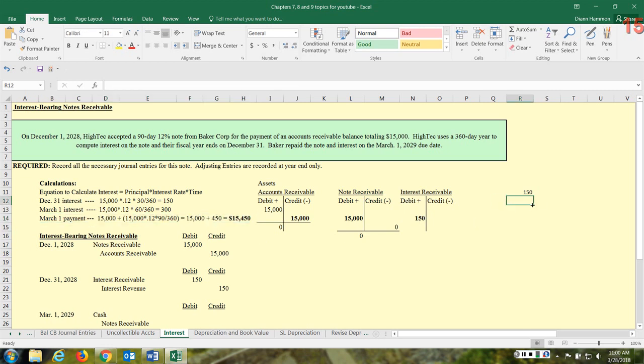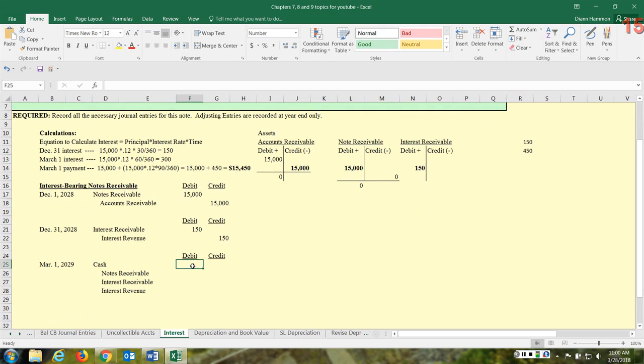Formula works the same way, equals $15,000 times your 0.12, and then times now 90 divided by 360. And hopefully I got that right, and I do. So this is the full amount of interest. So when the customer comes in to pay, they should actually bring a check or whatever form of payment in for a total of $15,450. Now when they do this, we want to give them credit into that note receivable for $15,000.